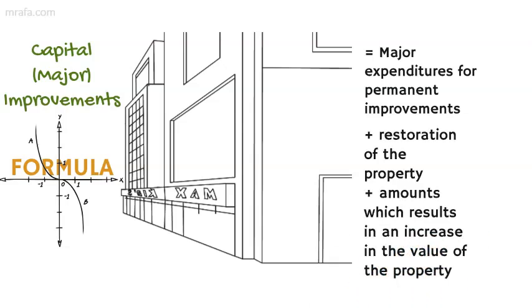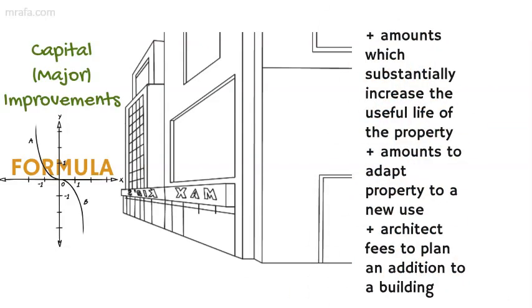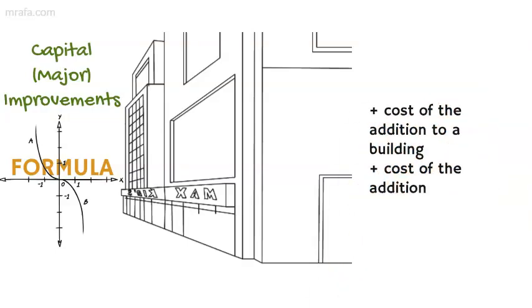What's included in or classified as capital improvements? These are the restoration of the property, amounts that result in the increase in the value of your property, that increase the useful life of the property, amounts that you have to spend to adapt the property to a new use, architect fees to create an addition to the building, cost of the addition to the building, and any other costs in adding more major improvements to your personal real estate property.